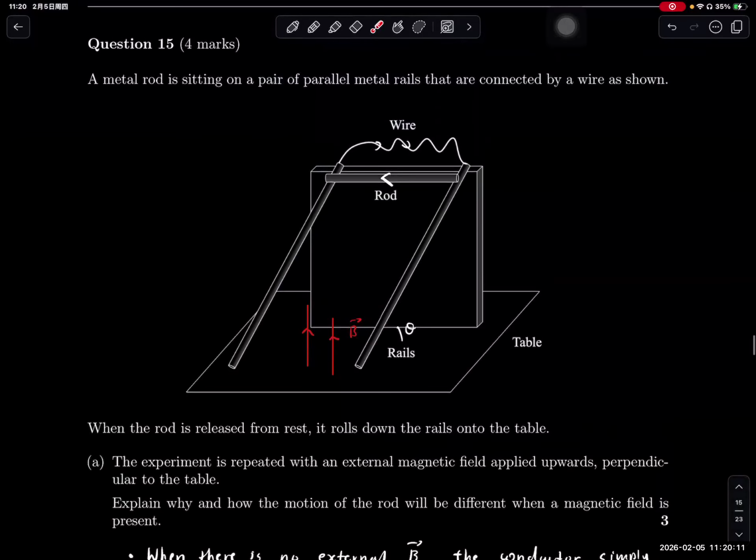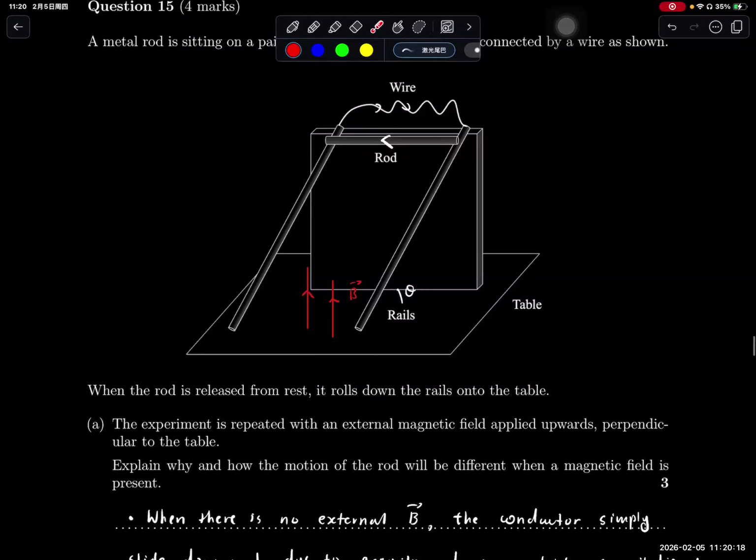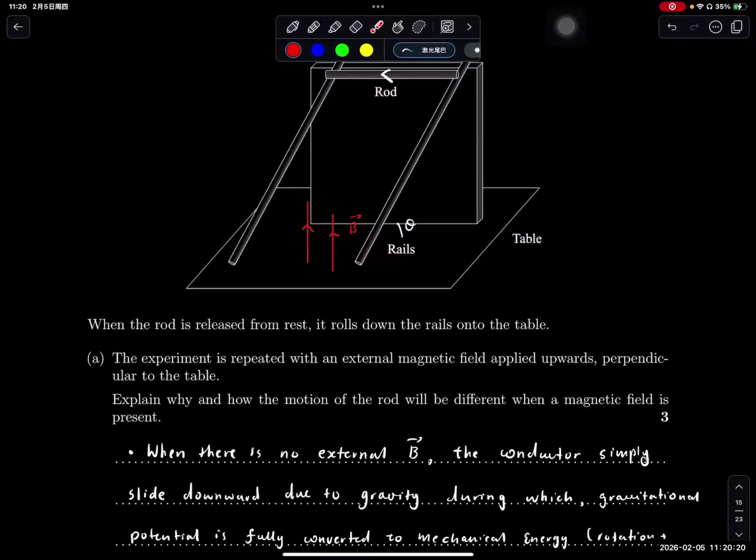So the rod is a conductor, and the wire on the top makes sure that this forms a closed loop, so you're going to have a current being produced. Explain why and how the motion of the rod will be different.